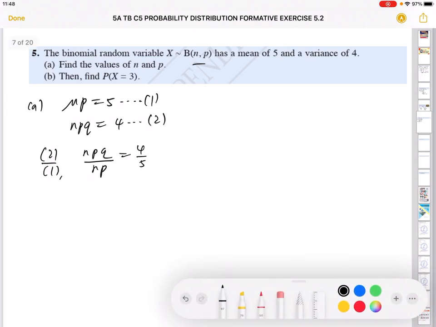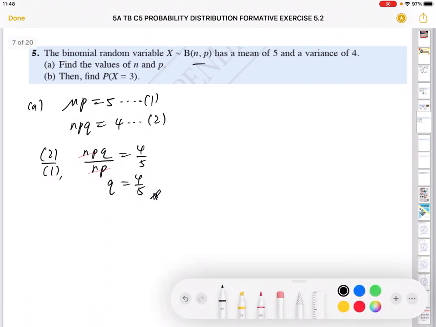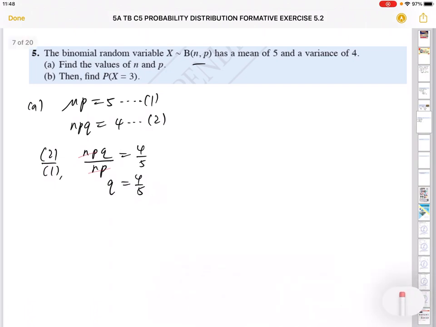Now notice you can cancel the np and np. You get q first. My q is 4 over 5, you can write 0.8. But this is not what I want. Sorry, I need to find p. So what is the relationship between p and q? p plus q must be 1. So to find p from q, I take 1 minus q, which is 1 over 5. And to find the value of n, I need to substitute into, let's say, equation 1.